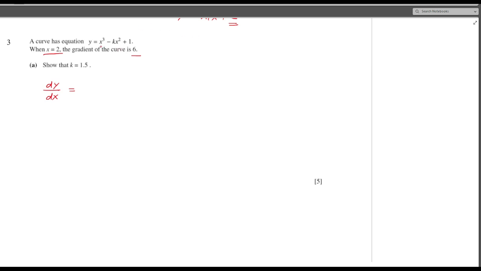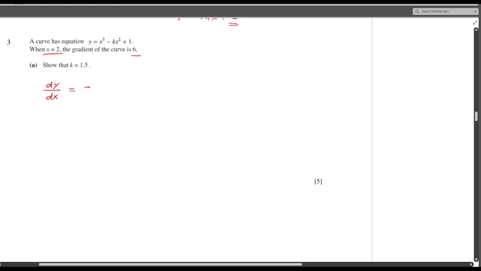So let us first differentiate. Now tell me, what is the derivative of x cube? Yes, it is 3x square. Everyone knows the formula we discussed: derivative of x power n is n times x power n minus 1. So this formula everyone knows. I am using this formula.